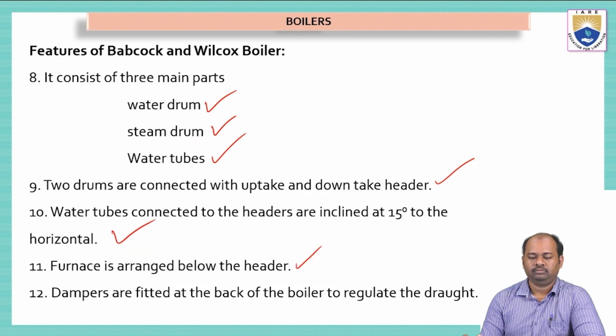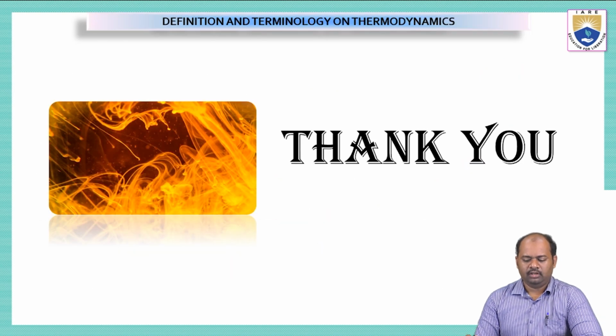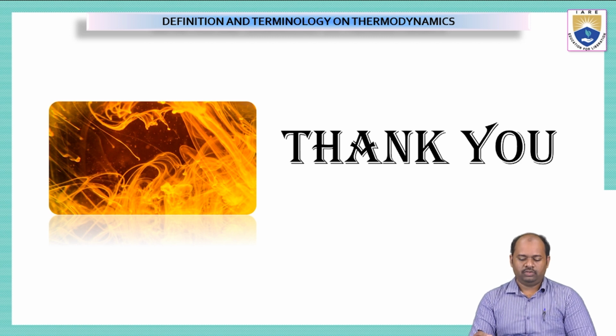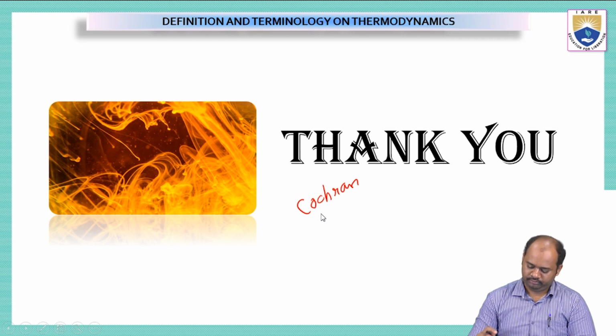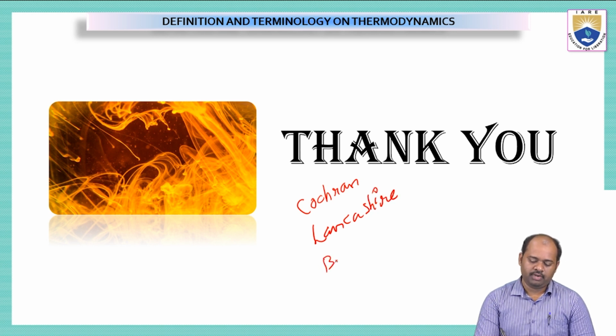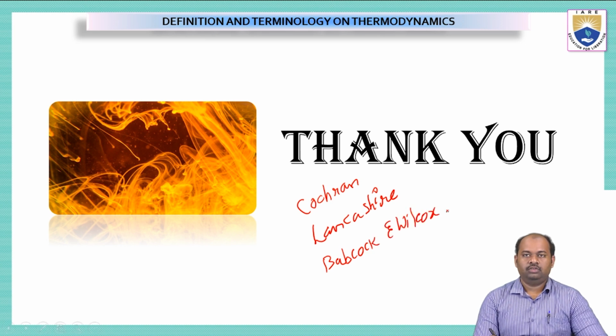Now we have seen all the features of this boiler. So far in this lecture we have seen three types of boilers. First one is the Cochran boiler. Second one is the Lancashire boiler. And after that we have seen the Babcock and Wilcox boiler. So these are the different types of boilers and their working.